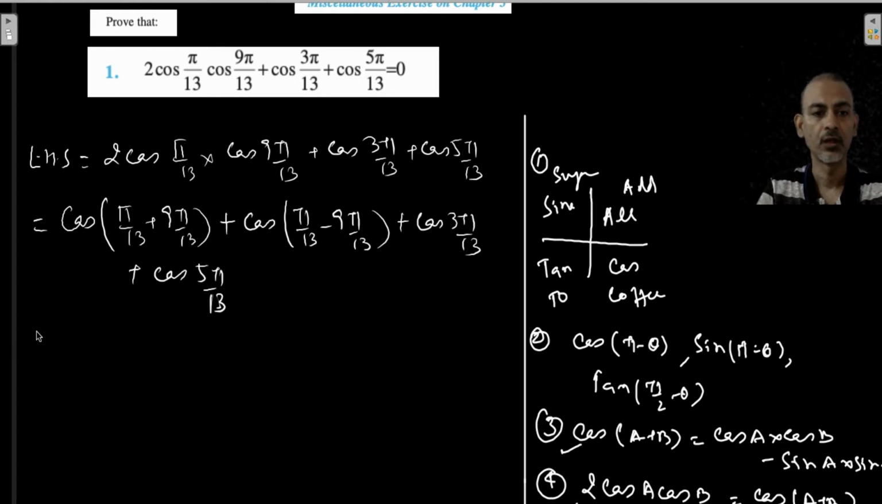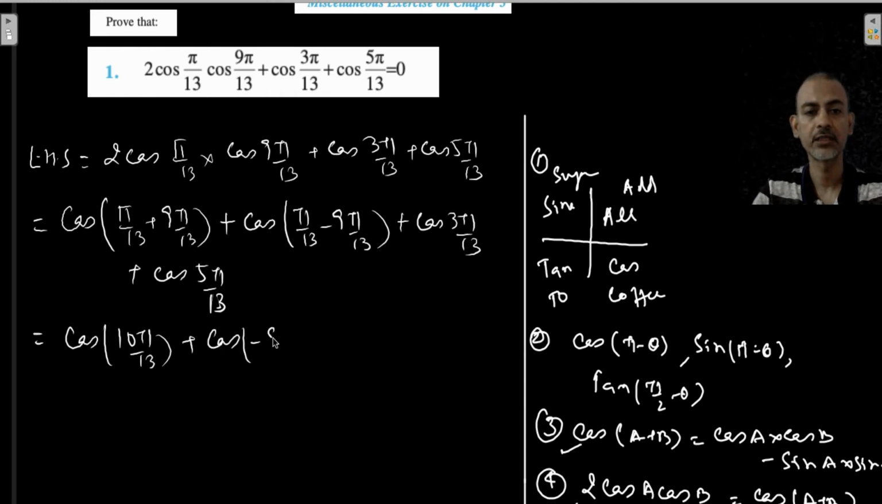Alright, now look at this. You have pi by 13 plus 9 pi by 13, and when you sum it up you will get cos of 10 pi by 13, and here you will get cos of pi by 13 minus 9 pi by 13. So you will get cos of minus 8 pi by 13, right? Because minus 9 pi is negative and this is positive. And then finally this one cos 3 pi by 13, and then you have cos 5 pi by 13.